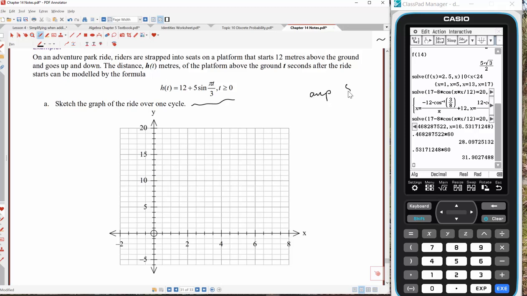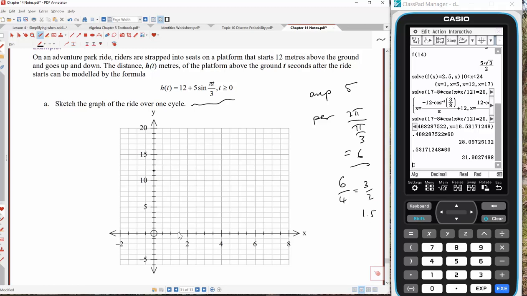Amp is 5. Period is 2 pi over pi on 3, which equals 6. Now note that with many applied problems, this horizontal scale is a number without pi in it, because that's much more relatable. Okay, so the mean line is at 12, so that will be there. Amp is 5 and it's a sine function, so period is 6. So we're going to go 6 over 4 to get the scale, which is 3 on 2, which is 1.5. Okay, let's get stuck into it.